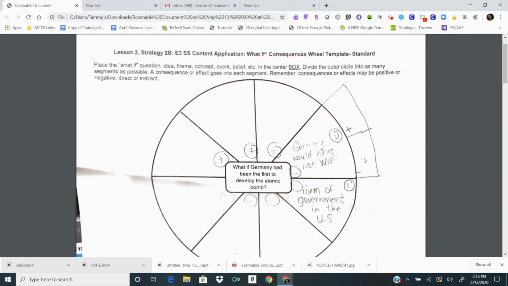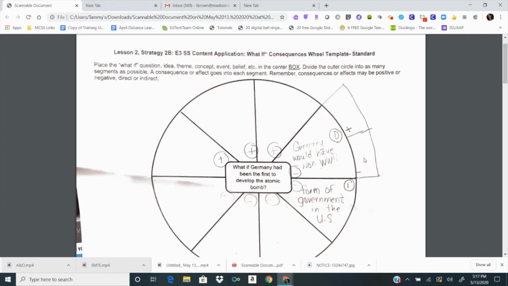I know a lot of us are in school communities where, if you're presenting a controversial issue, you feel like you are walking a tightrope to make sure that you're not going to say anything that could get a lot of negative parent feedback. So I found that with this what if consequence wheel, you can dive deeper into controversial issues because it's basically student led.